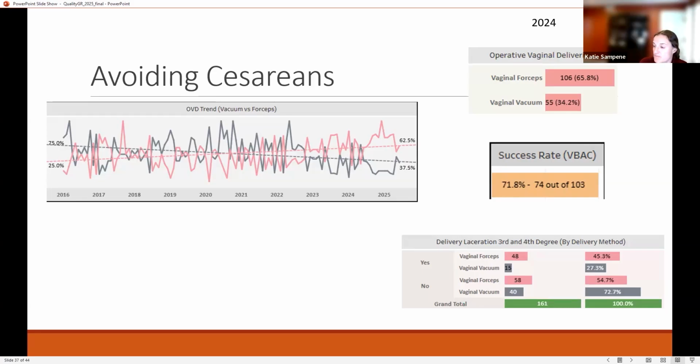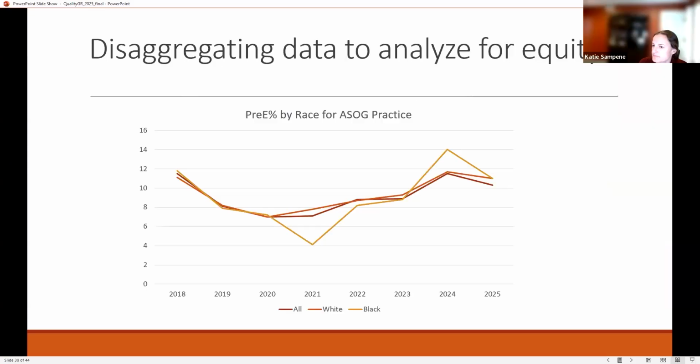VBAC rates for success, pretty good, 71%. And then on the bottom, maybe an opportunity to think more about it. What we do with our third and fourth degree tears from vacuum and forceps. We've got about a 45% rate of third and fourth degree tears with forceps versus 27% with vacuum. But when we think about how do we avoid a C-section, here's some options. So as a provider, doesn't mean you change your practice, but you know what's happening. Think about ways to avoid that, medial lateral episiotomy, things of that nature. Next slide.